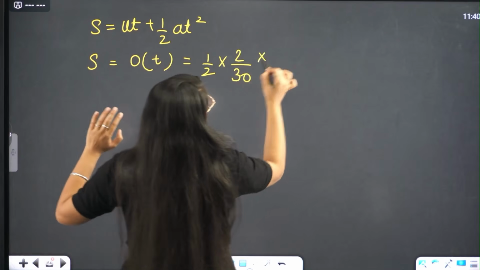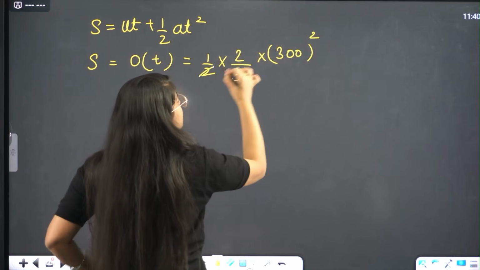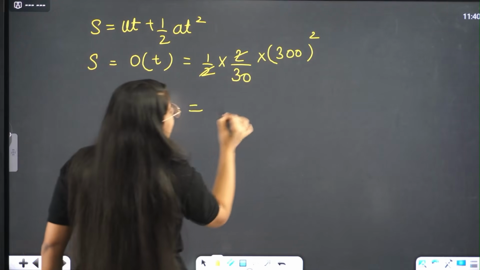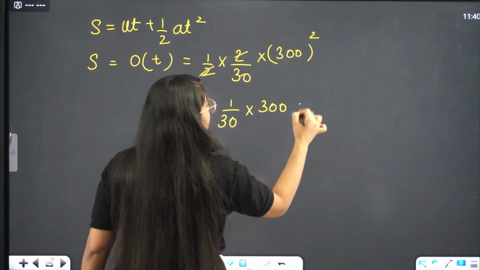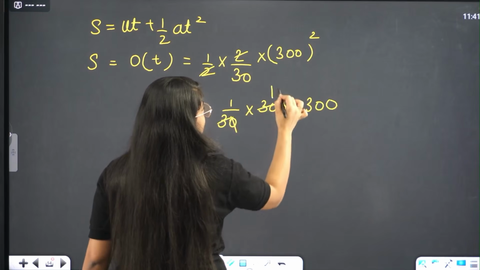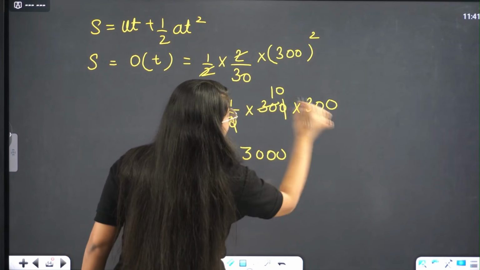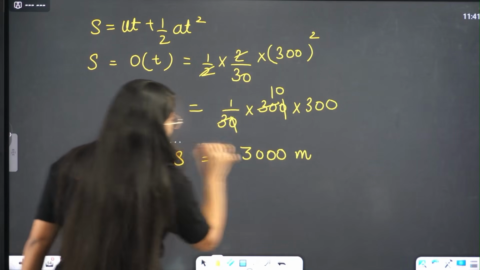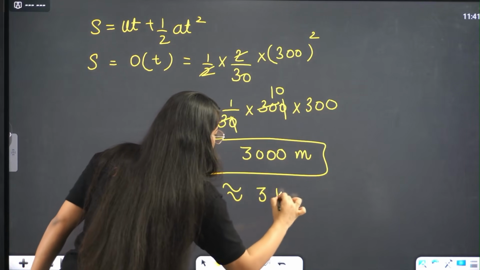And the time is what? 300 second square. Now this 2 cancels out. That is why I wrote 2 by 30. And now this becomes 1 by 30 into 300 into 300, so this also cancels out. This becomes 3 tens are 30. So this becomes 3,000, 300 into 100, 3,000 meters. So S becomes 3,000 meters, or you can write 3 kilometers.